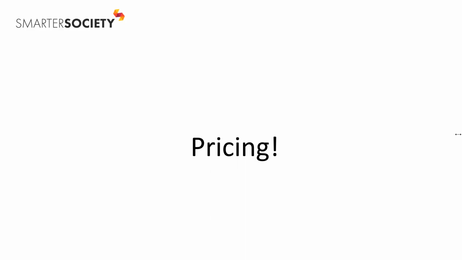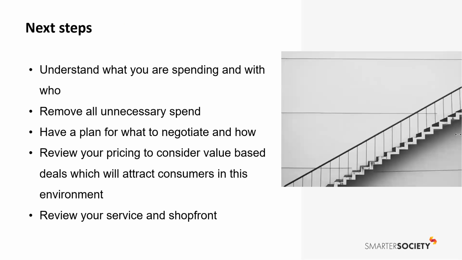So we recognize that this is an issue that is here now, and it's an issue that you are going to have to deal with. So the next steps that you need to take are understanding what you're spending and with who you're spending it. So make sure that you are really clear on that, and that you are aware of that. Going through your bank statement, understanding exactly where the money is going is a really important one. Remove all unnecessary spend. This is the time to cut the cloth and make sure that you are not spending on unnecessary spend. And that probably also works as being a consumer as well.